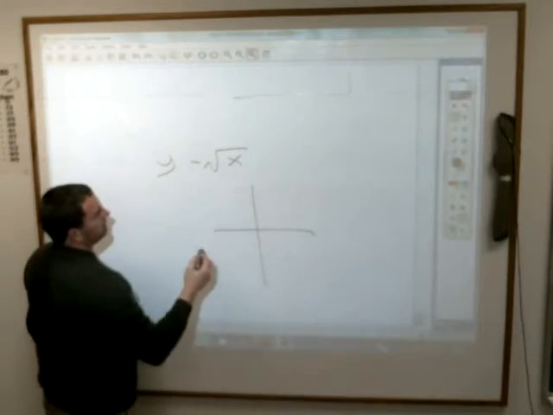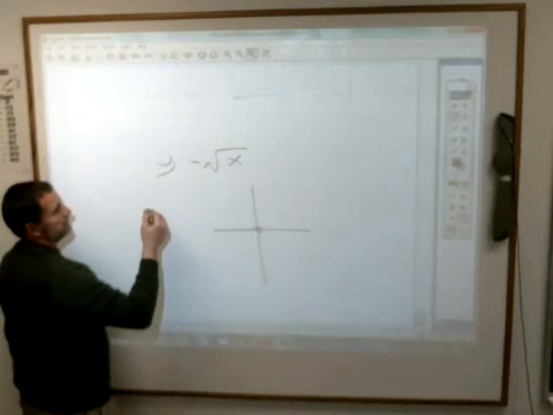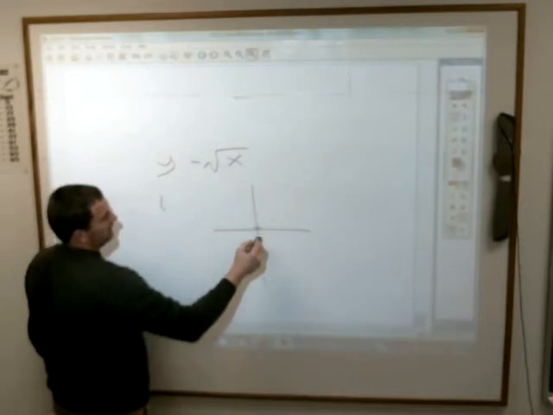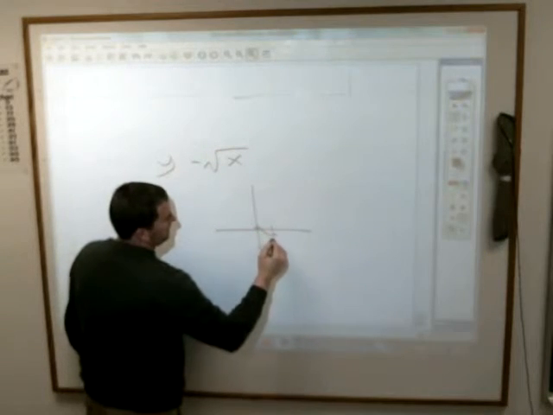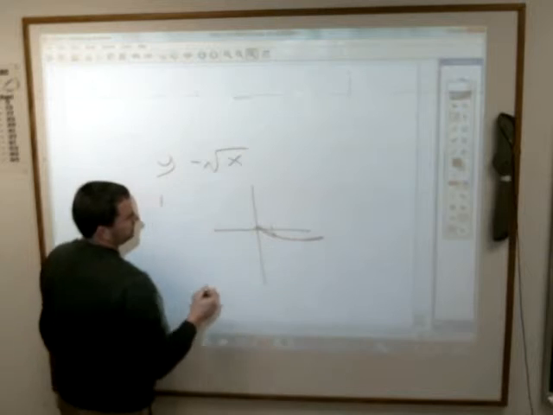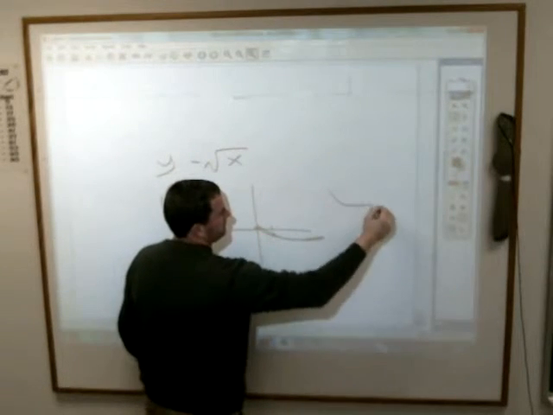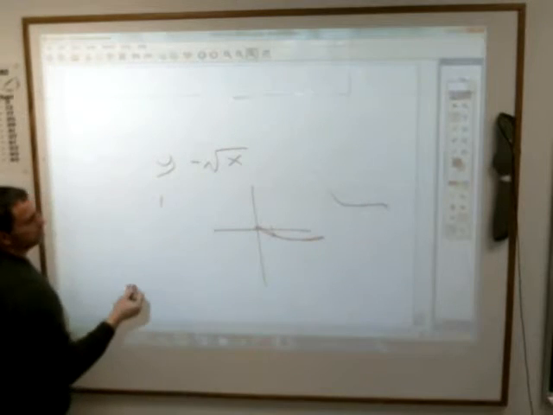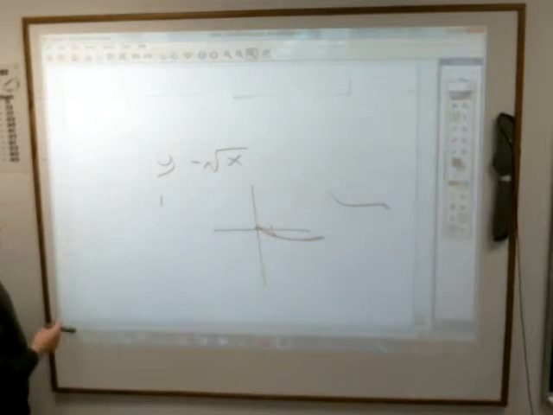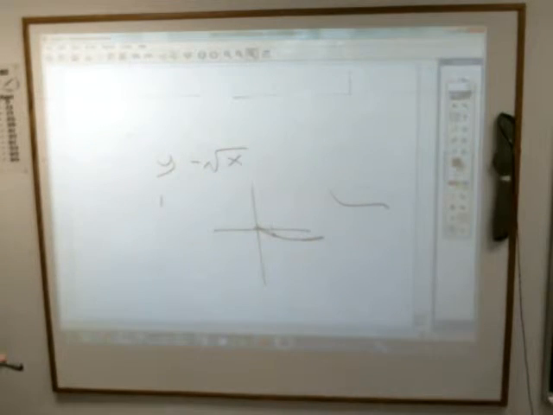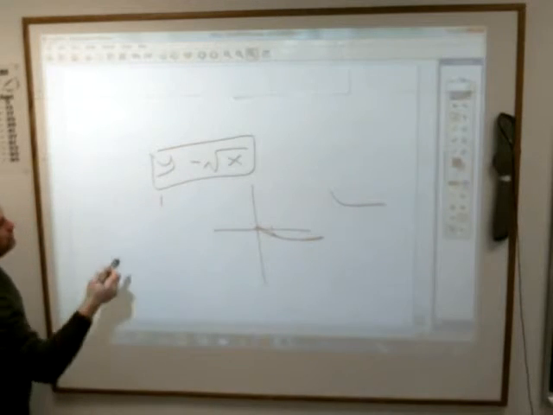Oh, let's see. What if x is 0? It's still 0. What if x is positive 1? I get negative 1. So if it's a negative square root of x, you get this upside down thing that looks like this. But it's still the same thing, it's just upside down. Does that make sense? Which would be why you couldn't do the negative thing of that.